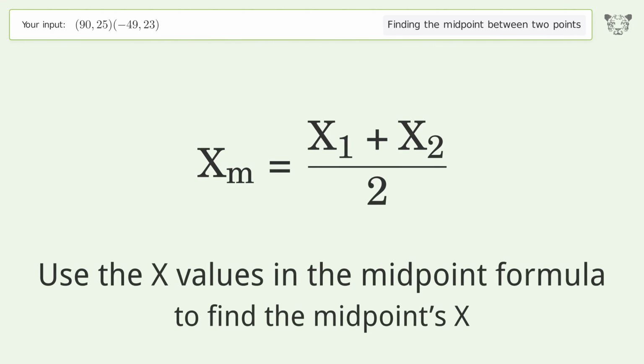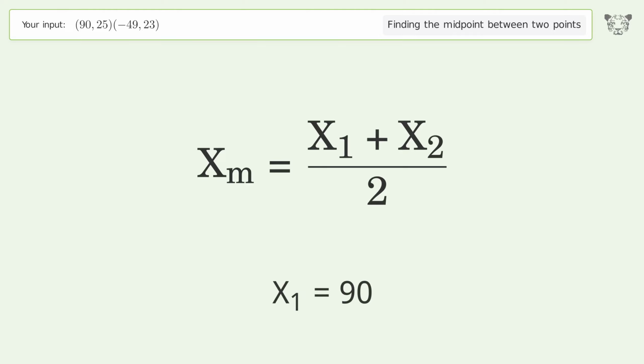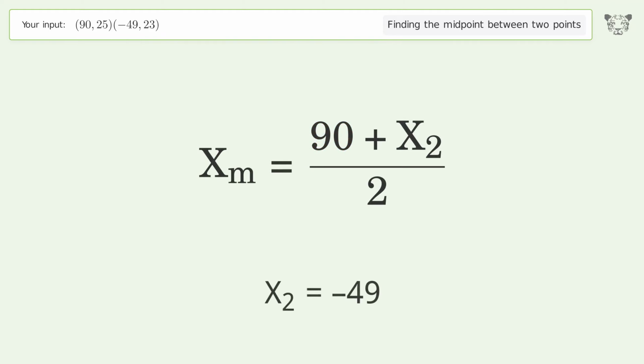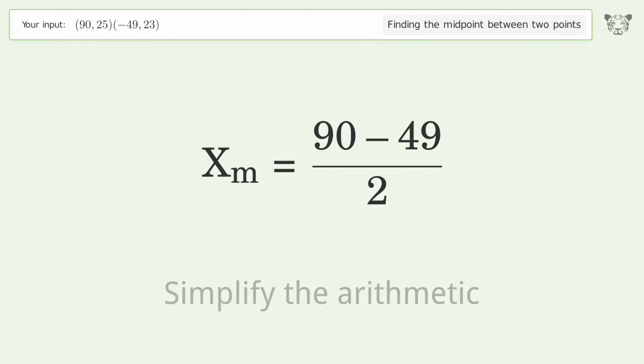Use the x values in the midpoint formula to find the midpoint's x. x1 equals 90. x2 equals negative 49. Simplify the arithmetic.